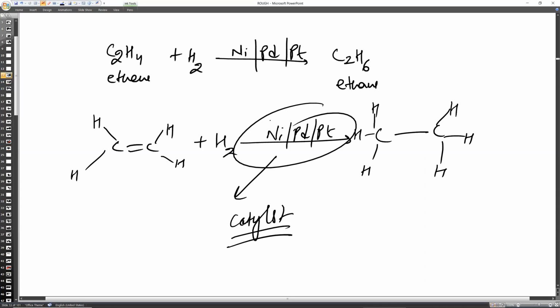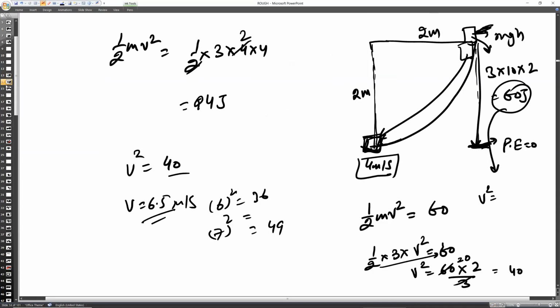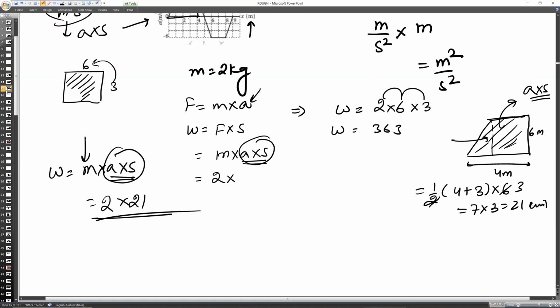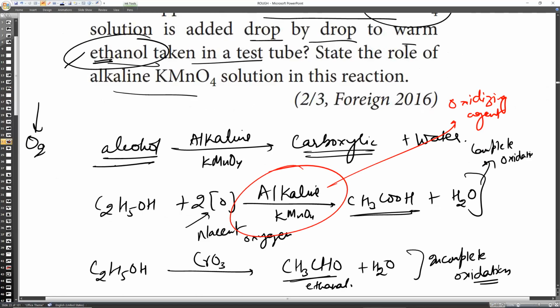Here in this reaction, it is acting as an oxidizing agent. The proof of this is that the color of the solution changes. Alkaline KMnO4 is purple in color. When you add it, it changes to colorless.